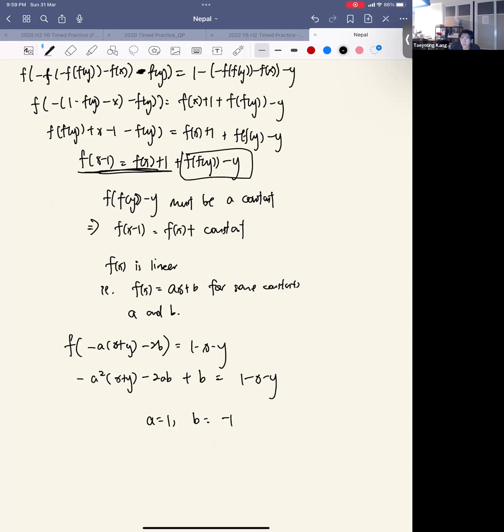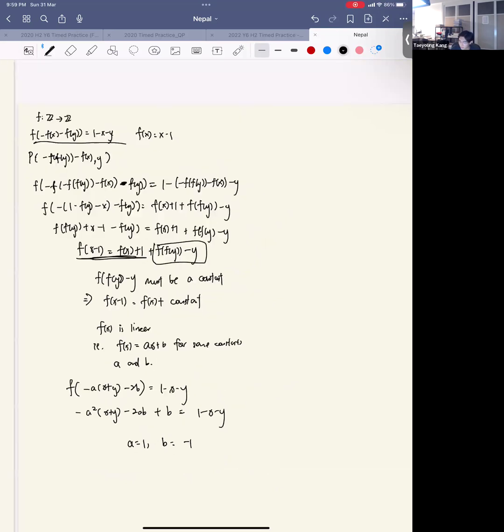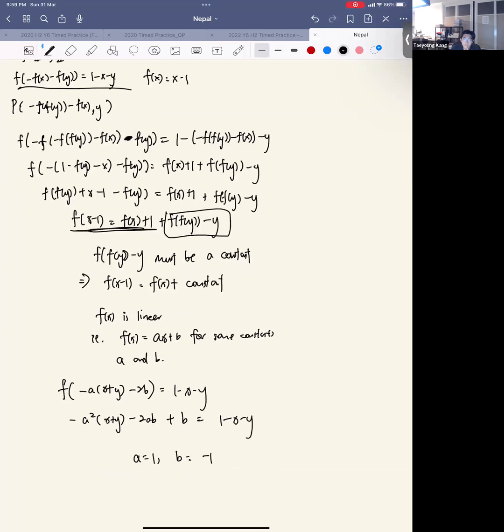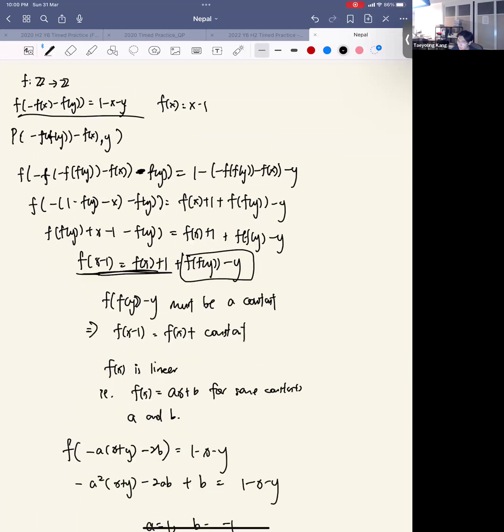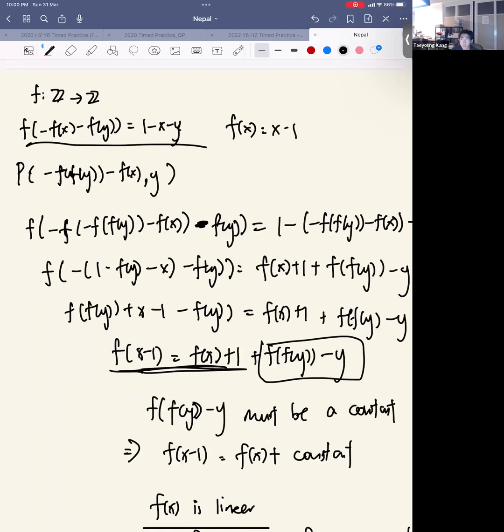Do you guys have any questions about the solution? There's another way where you show injectivity first. So do you guys know how to show injectivity?